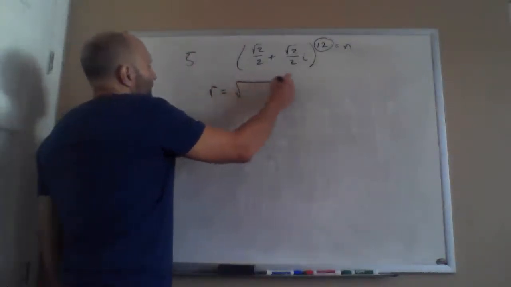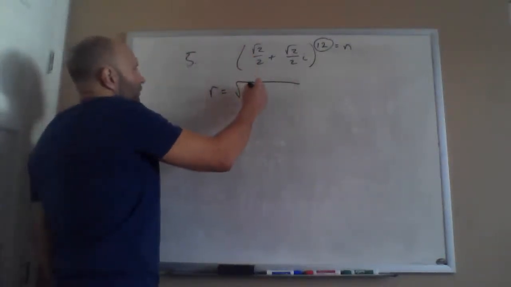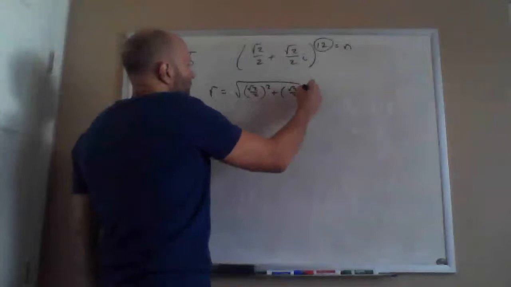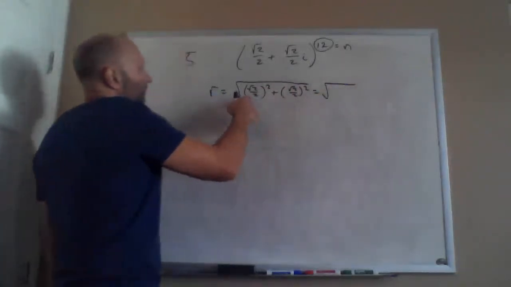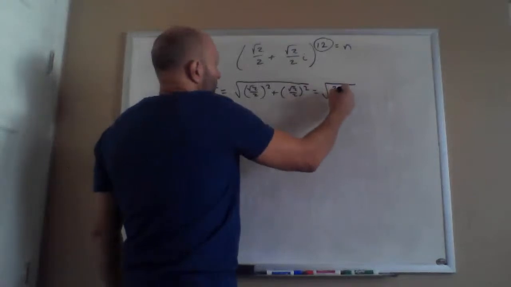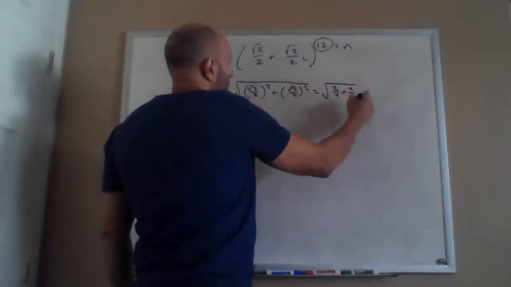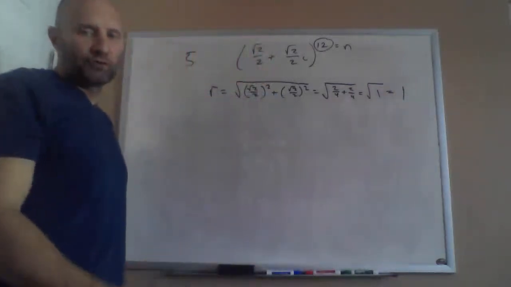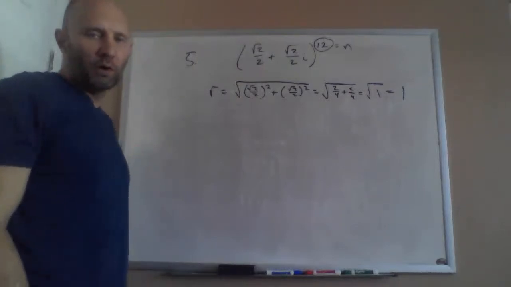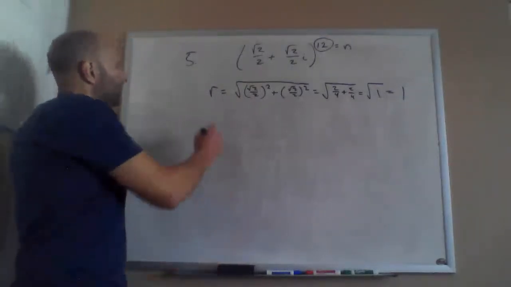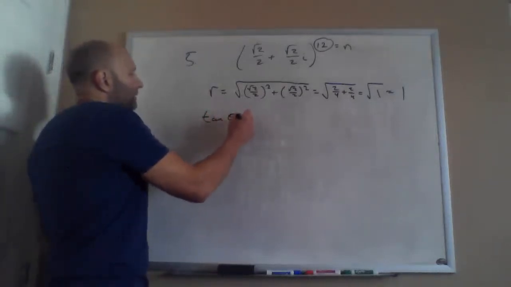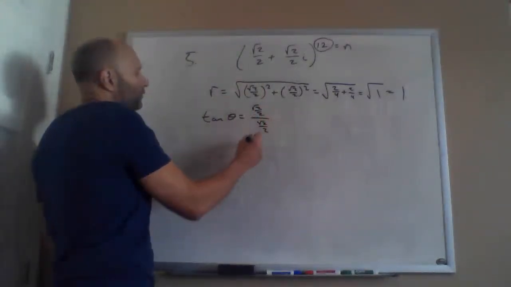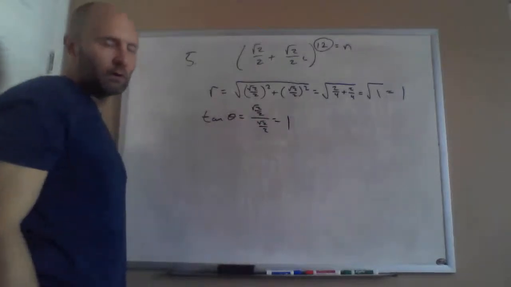Our r is still the same. It's the square root of root 2 over 2 squared plus root 2 over 2 squared. So this becomes what? 2 over 4 plus 2 over 4, which is 4 over 4, which is 1. Square root of 1 is just 1. So our r is equal to 1 in this case. And then theta, tangent of theta is b, root 2 over 2, divided by a, root 2 over 2. This is just equal to 1.